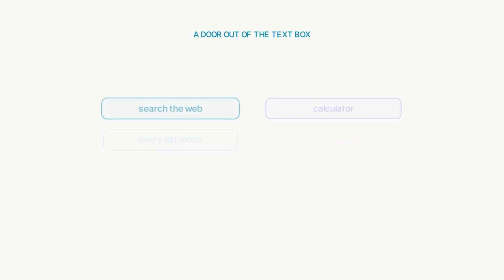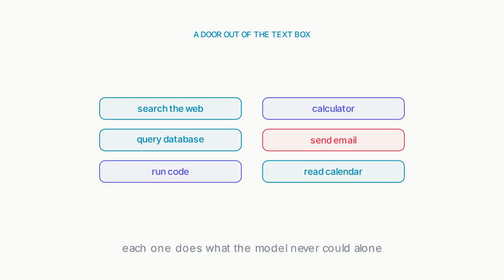And the range is huge: a search tool to look something up on the live web, a calculator for arithmetic the model shouldn't trust itself to do in its head, a database query to fetch a customer's real, current order, a send email tool, a run code tool, a tool that reads your calendar. Each one is a door out of the text box into something the model could never do on its own.